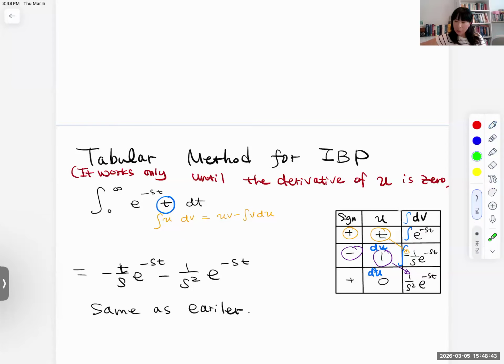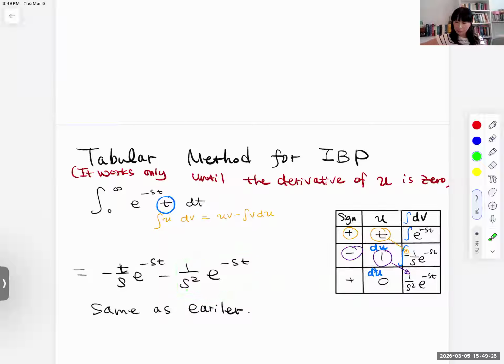Okay, so the first one, positive t, and then we move down. There will be the answer. So positive t and negative 1 over s e to the negative st will be negative t over s e to the negative st. Make sense? And then the second one, we use negative 1, then go down to the right. Yeah? Okay, then it will be negative 1 over s squared e to the negative st. Make sense? That's how they got it, right?